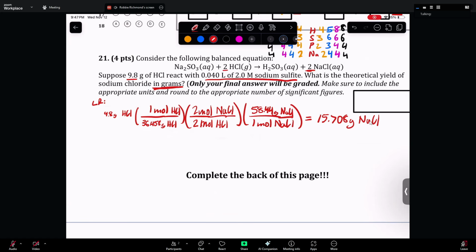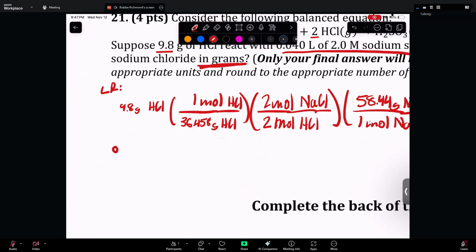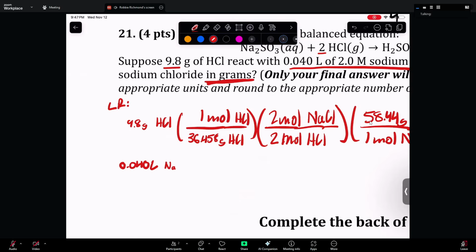Alrighty, now let's figure out how much sodium sulfite generates. So we're starting with 0.040 liters of sodium sulfite. I'm just going to abbreviate it as SS because that takes less time. And this is one of the questions that you don't have to show all your work, so abbreviating it as SS is totally valid if you know what that abbreviation means for you.